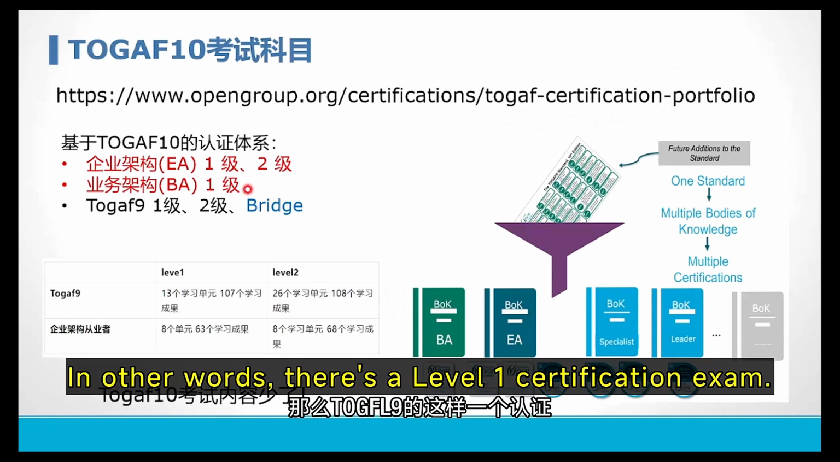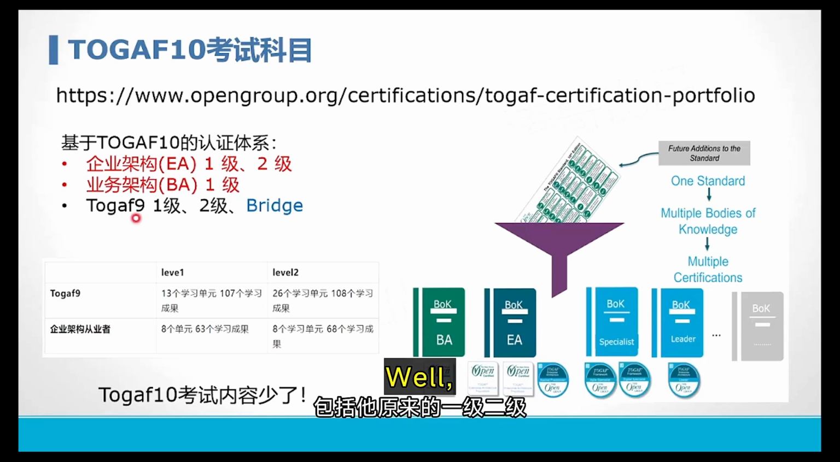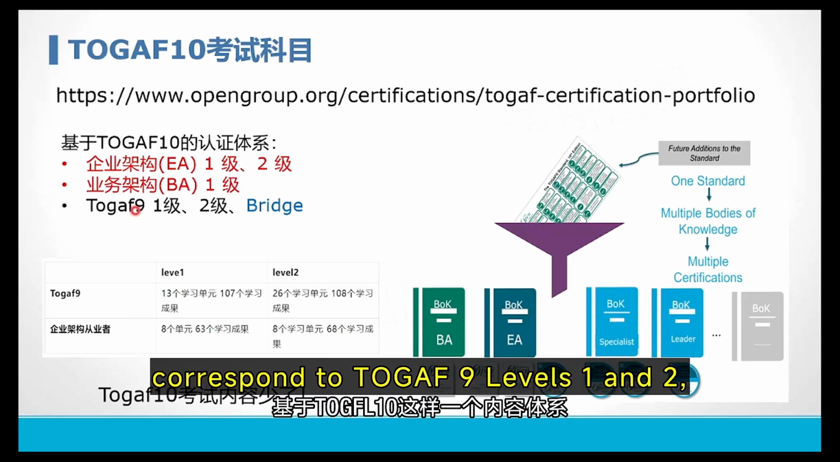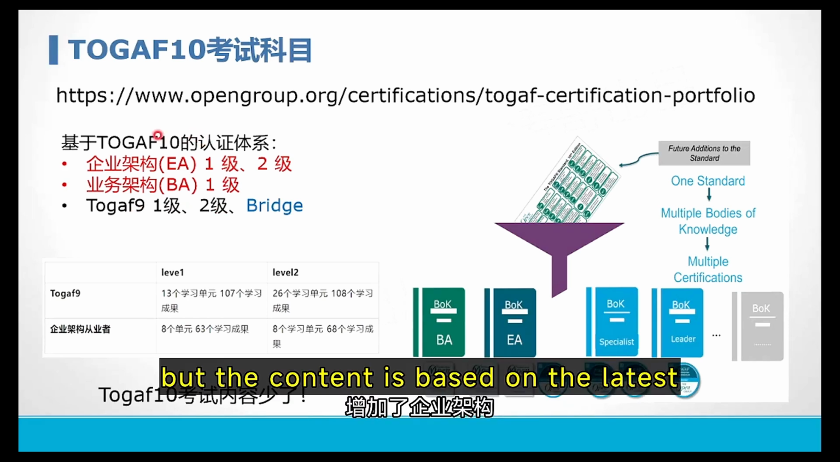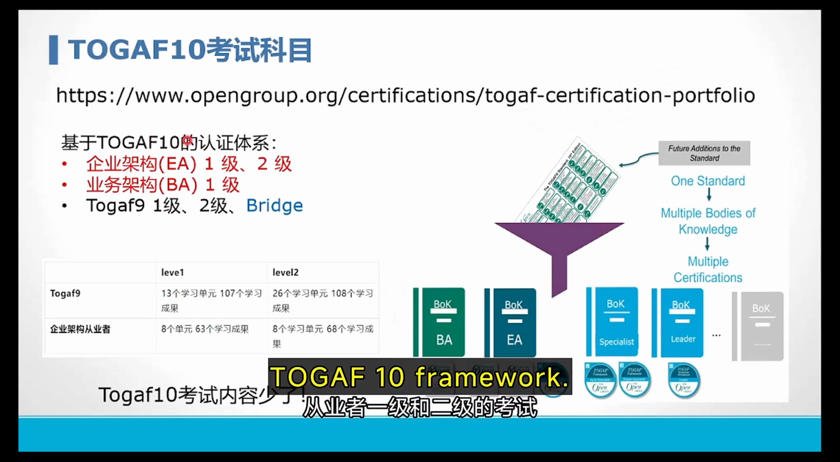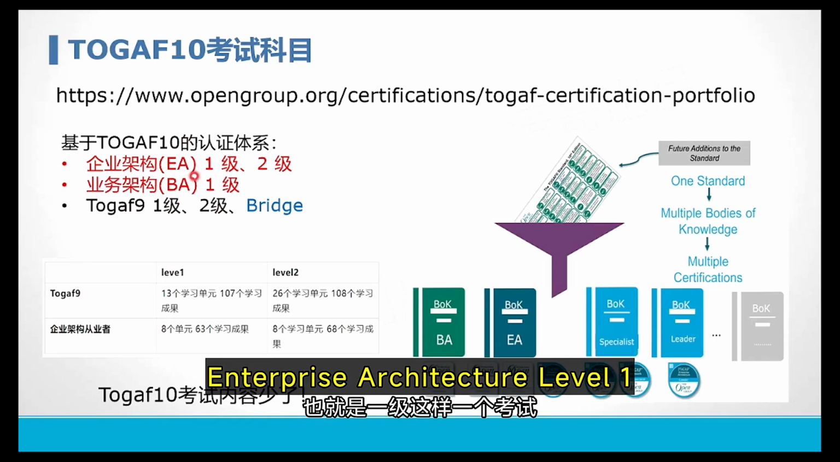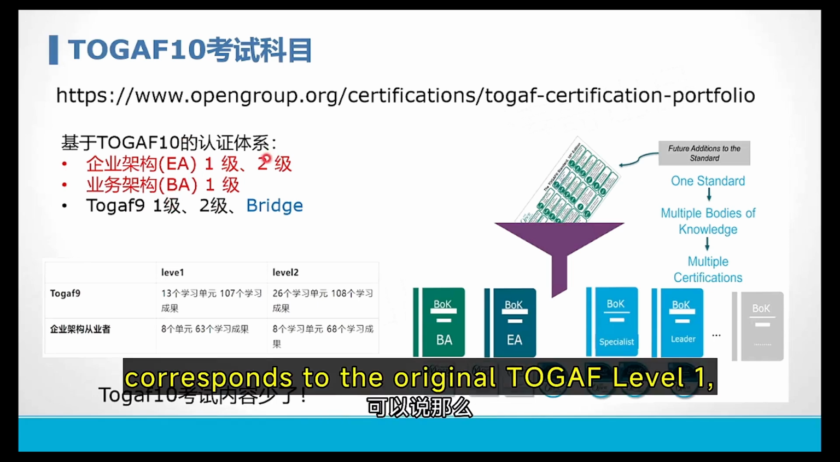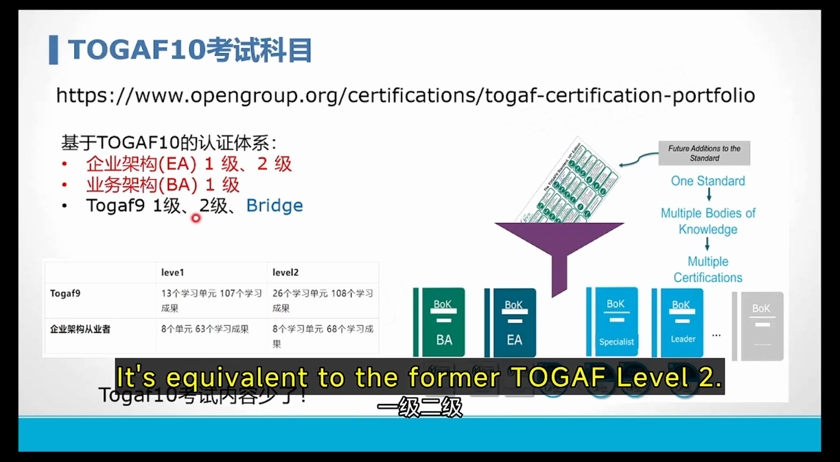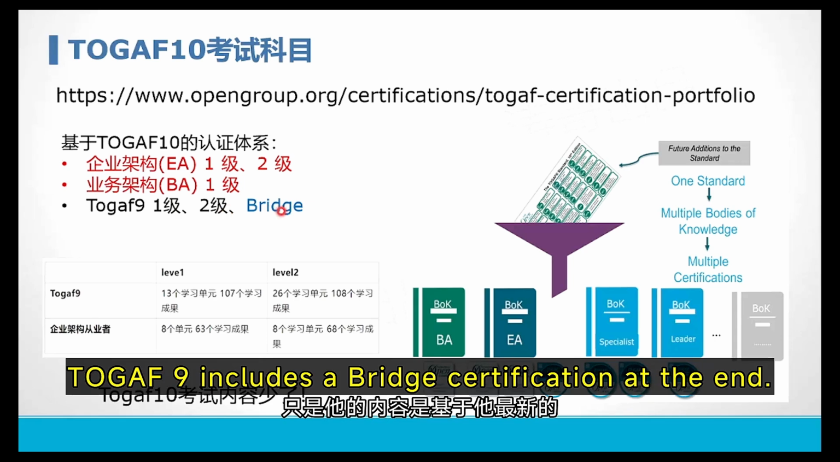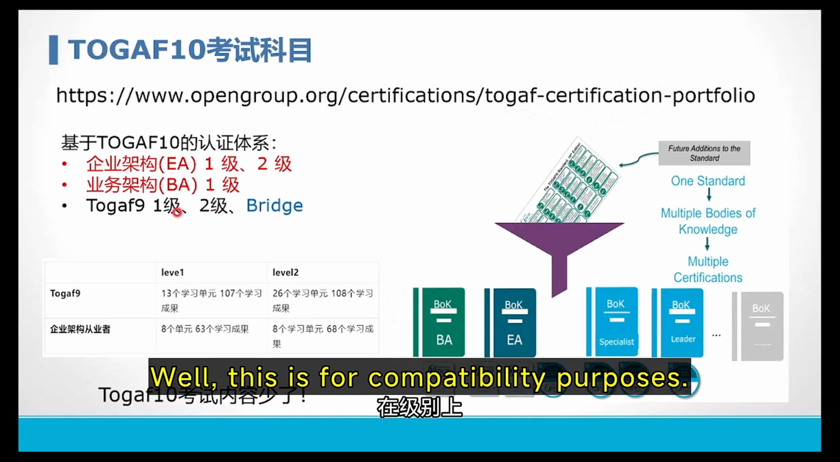In other words, there's a Level 1 certification exam. For enterprise architecture, Levels 1 and 2 correspond to TOGAF9 Levels 1 and 2. But the content is based on the latest TOGAF10 framework. Enterprise Architecture Level 1 corresponds to the original TOGAF Level 1, while Enterprise Architecture Level 2 is equivalent to the former TOGAF Level 2. There's also a bridge certification here. TOGAF9 includes a bridge certification at the end. What does this mean? Well, this is for compatibility purposes.